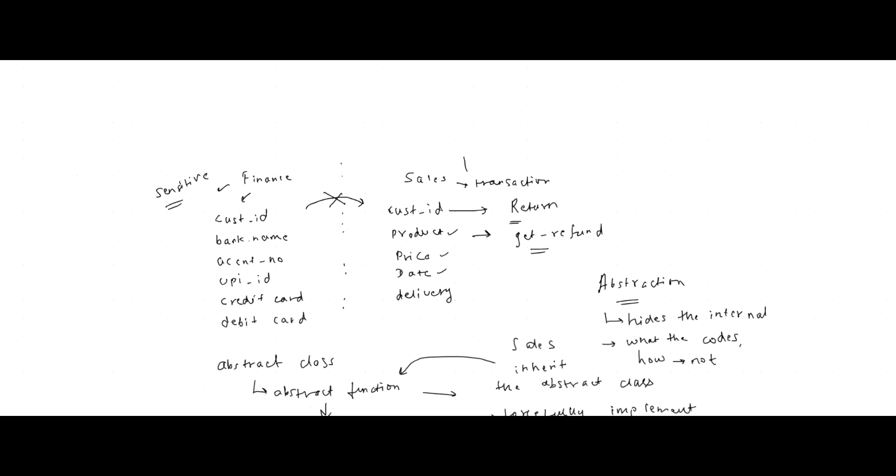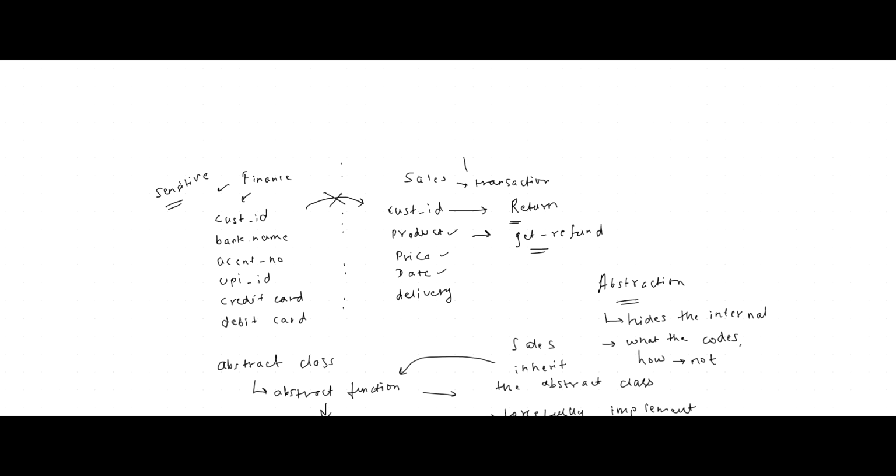So abstraction is a concept through which you hide the internal working of your function, but the users know what a particular piece of code is doing. They will not know how it is doing it, because you have kept the functionality hidden.